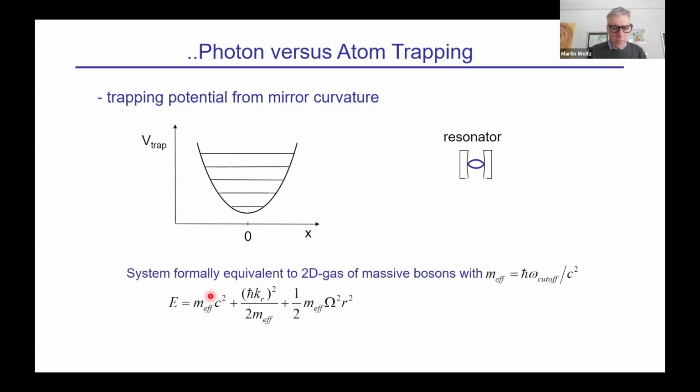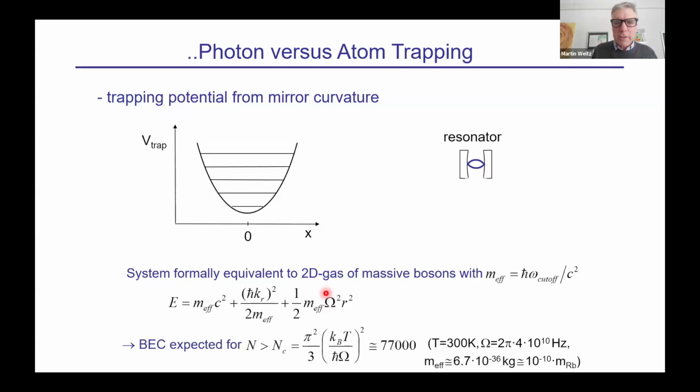And this is the expression of the energy. So the first term, as I've been mentioning, is associated with a frozen longitudinal motion. The second term is the kinetic energy of photons moving transversely. And the third term now is from the trapping potential imprinted by the mirror curvature. And for spherically curved mirrors, this is harmonic.